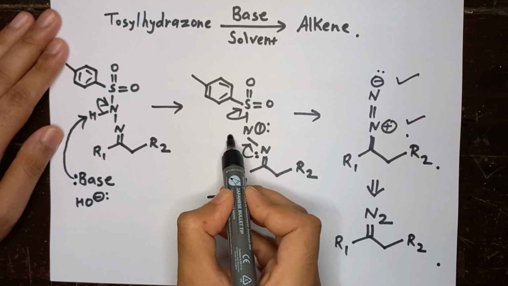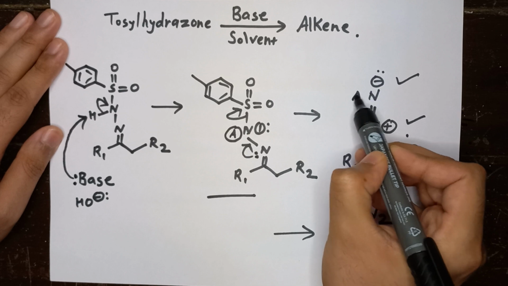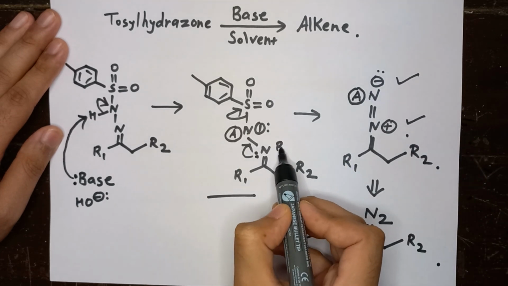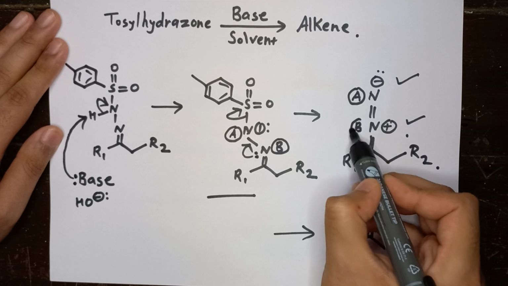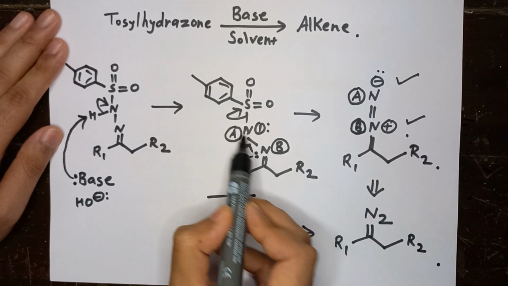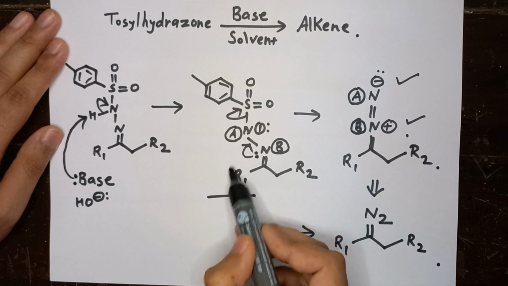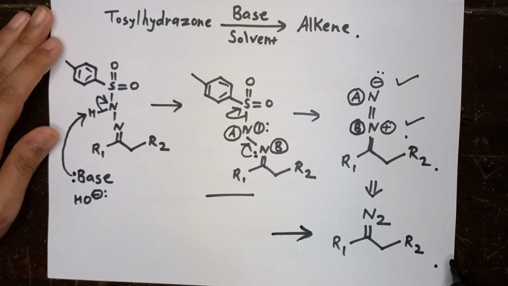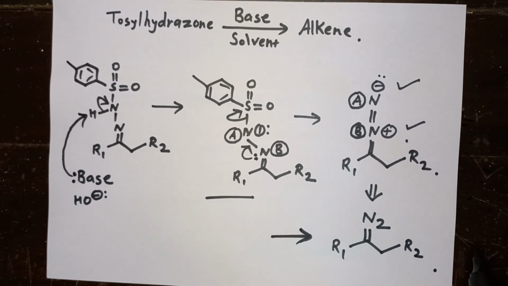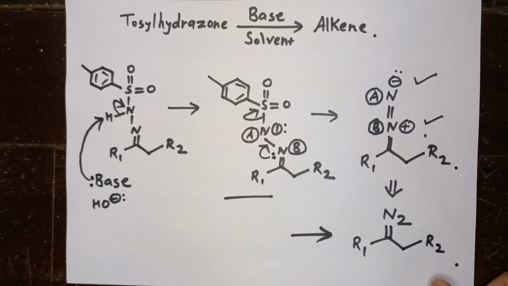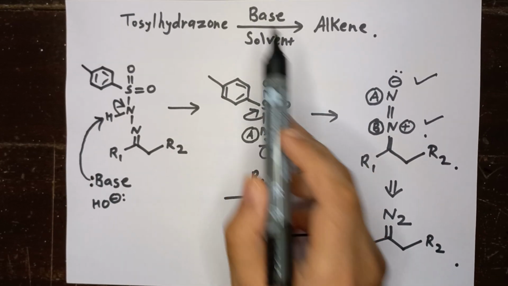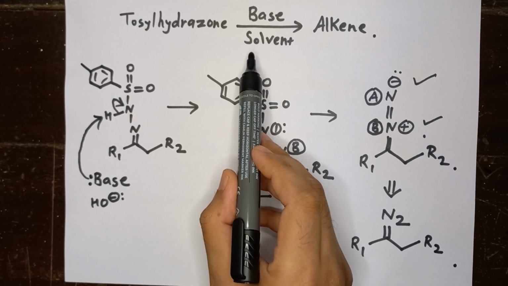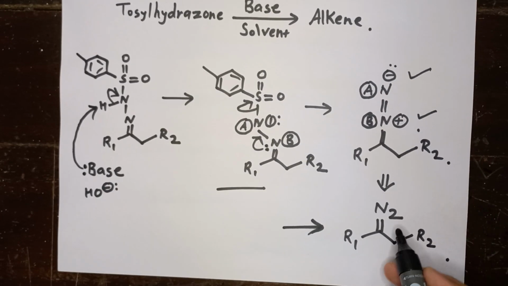So this nitrogen A is right here, and this nitrogen B is here. So we have a double bond between nitrogen A and B, and this part is still the same. And you get this neutral intermediate. So this was the mechanism in the first step using base. Now in the second step, the solvent is going to come into the picture and will decide whether the further reaction is going to go via carbocation or the carbene. So let's look into that.